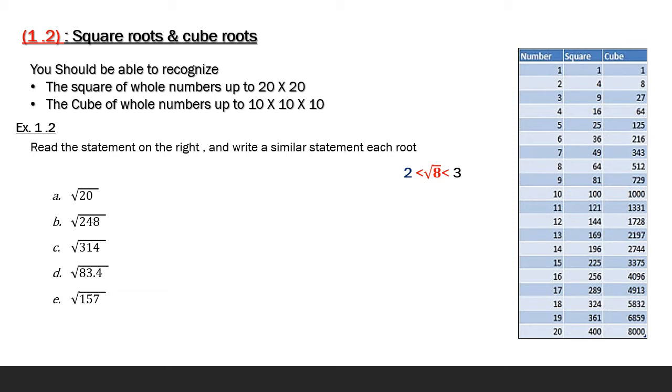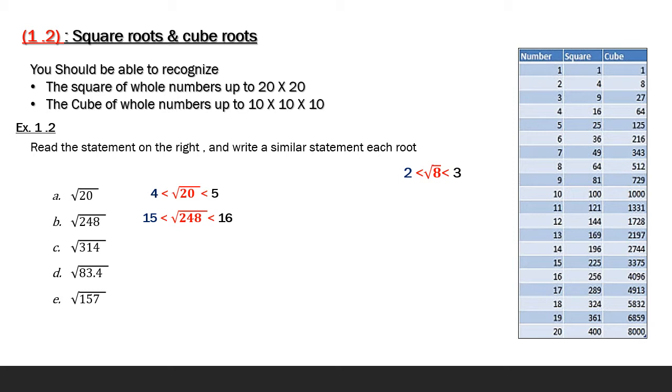So let's start with an example. Read the statement on the right and write a similar statement for each root. We have a similar statement: the square root of 8 is bigger than 2 and less than 3. So the square root of 20: if we look at the table on the right hand side, it will be more than 4 and less than 5. The square root of 248 is more than 15 and less than 16, in between 225 and 256.